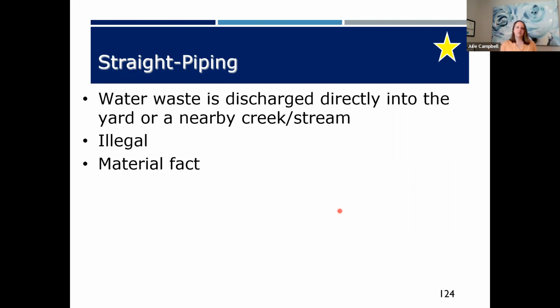We have to disclose it. And we need to let the seller know, or your buyer, depending on who you're working with, that that's not allowed. There are proper ways to drain water, and straight piping is not one of them.